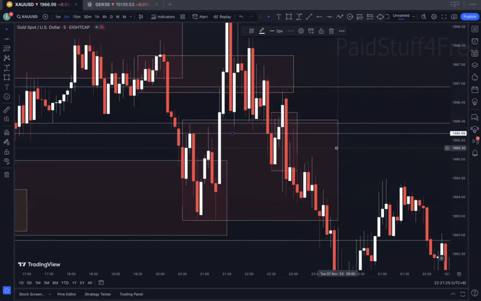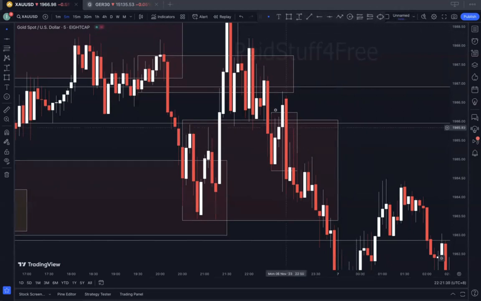All right. Right over here, as you can see, after this engulfing bar is broken, what you need to do is wait for another one, right?